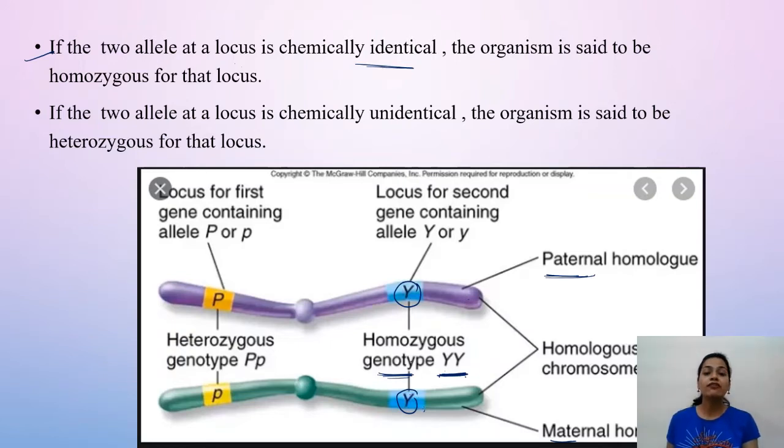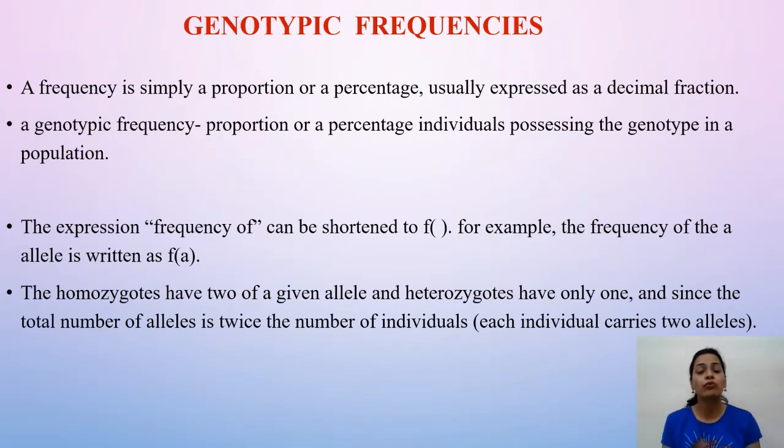Similarly, for the other locus, if the two alleles are chemically different, we can say they are chemically unidentical, as shown in this case. For this yellow locus, if they are chemically unidentical, like capital P and small p, we will say the organism is heterozygous for this particular locus, and the genotype will be capital P and small p. Fine, everyone. So this was the basics about what exactly the allele, the genotype and the phenotype mean.